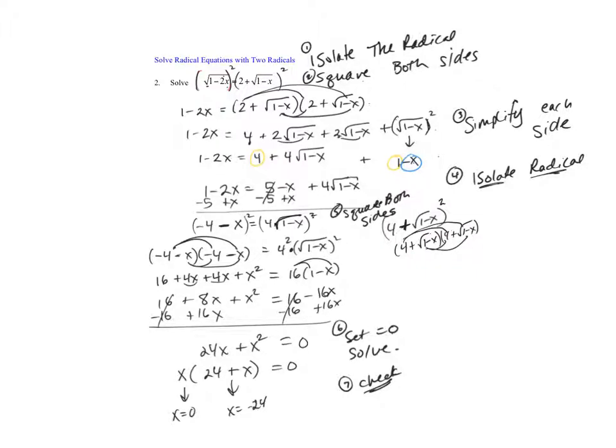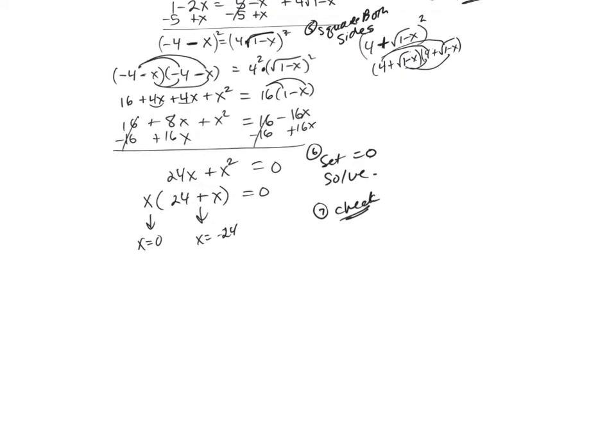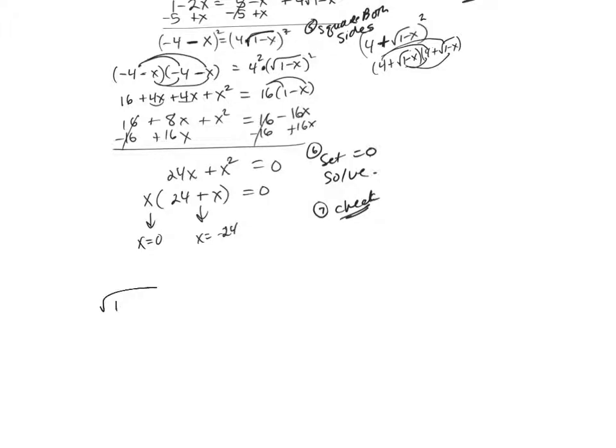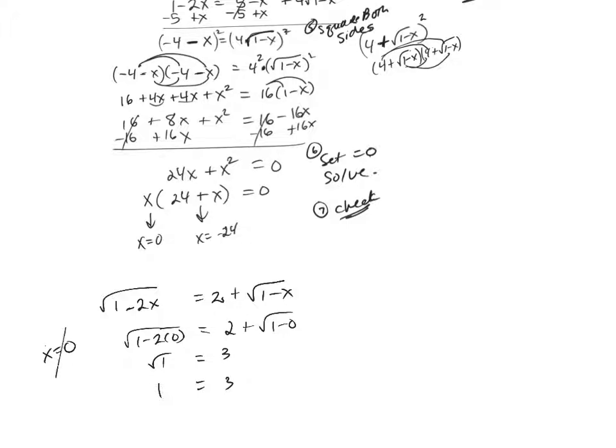So we go back to that original equation, 1 minus the square root of 1 minus 2x is equal to 2 plus the square root of 1 minus x. Okay, and I'm going to check both of these. x equals 0. So here we go. 1 minus 2 times 0, that's just square root of 1, which is 1. And then I have square root of 1 minus 0, so that would be 2 plus square root of 1, which is 1, which is 3, which does not work. So that one is not a true solution, and then we can check x equals -24.